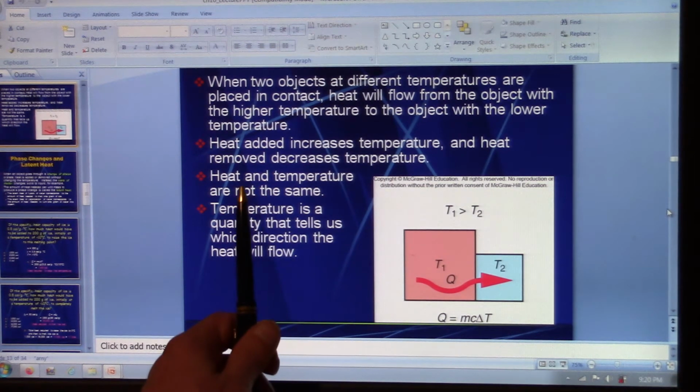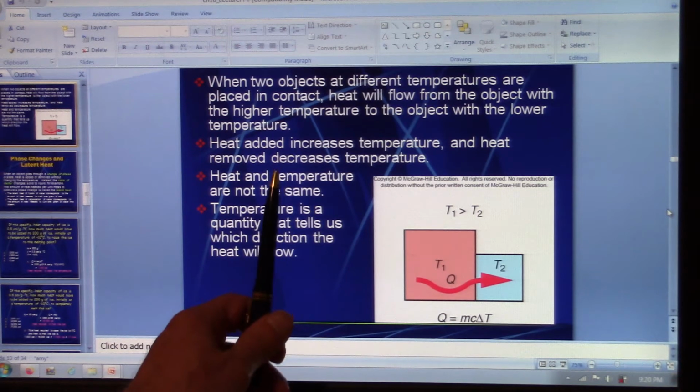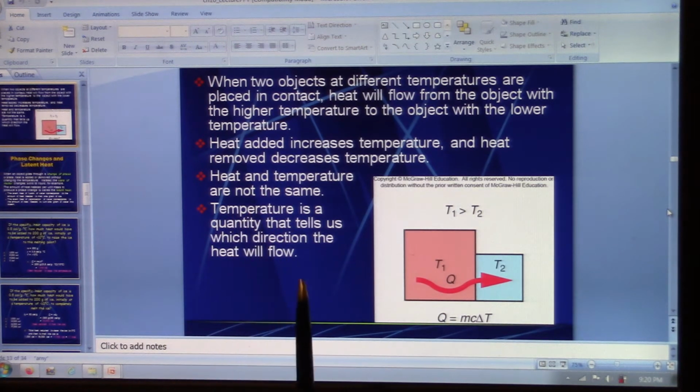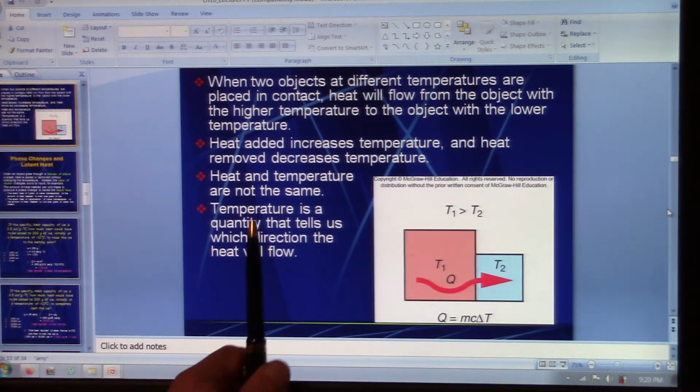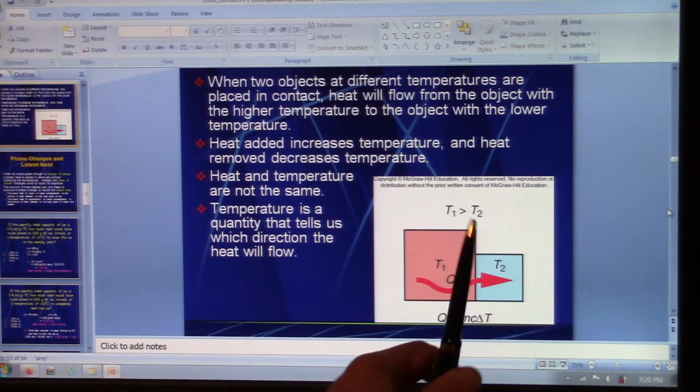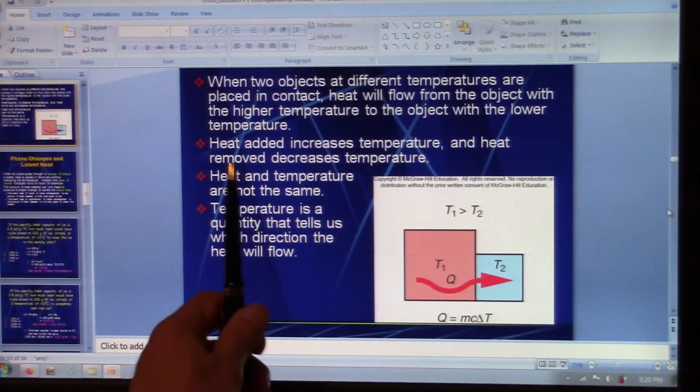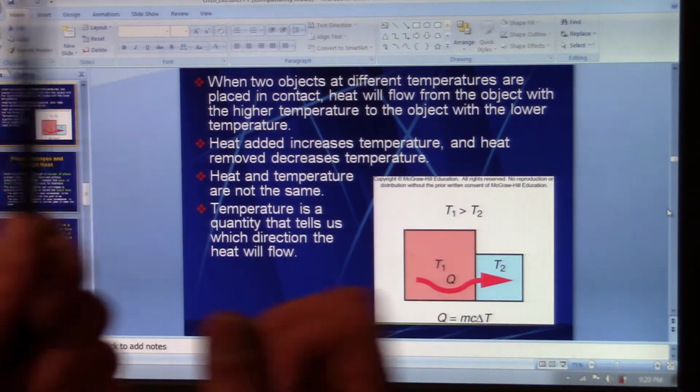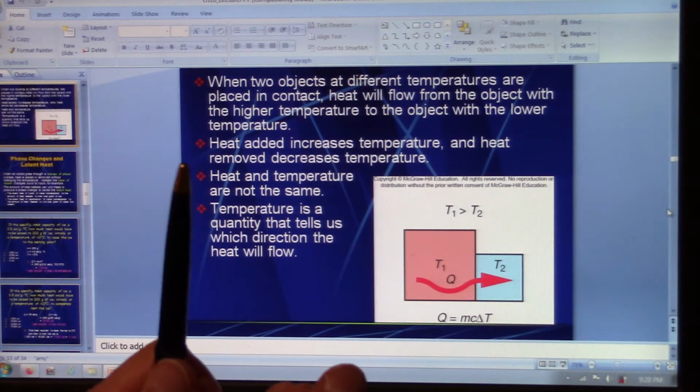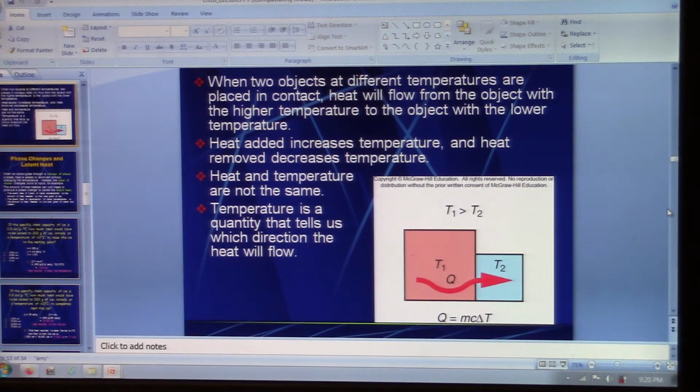Yeah, so heat is the actual energy, right? And then temperature is just the measurement of that energy, and it's an indicator of direction of flow, right? So they are different. Heat is the energy, right?